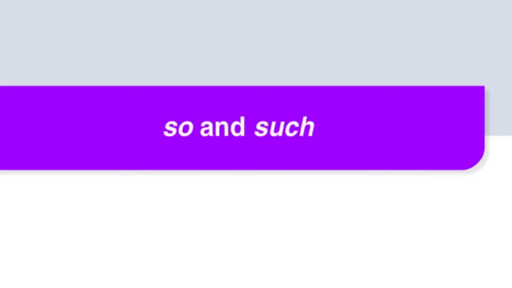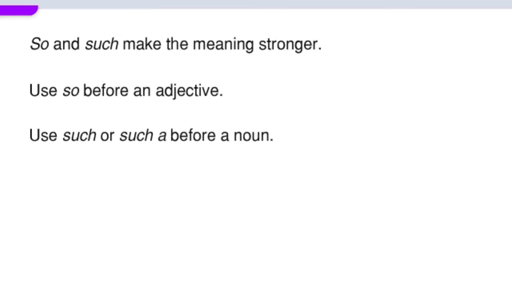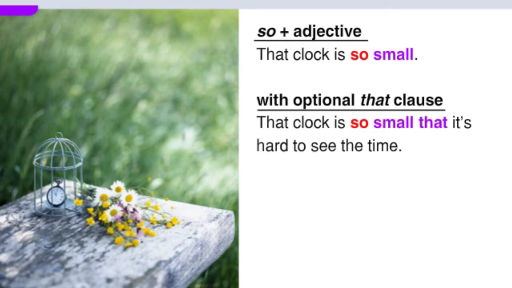So and such. So and such make the meaning stronger. Use so before an adjective. Use such or such a before a noun. So plus adjective. That clock is so small. With optional that clause. That clock is so small that it's hard to see the time.